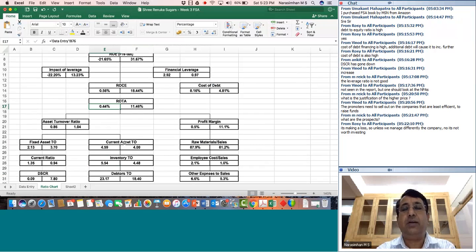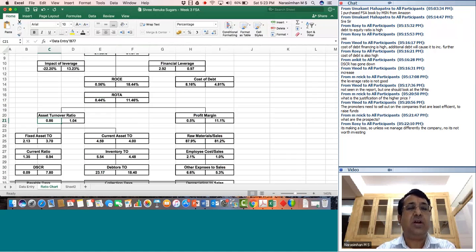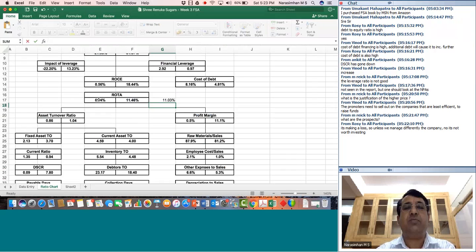Right? So less than 1% is what they have as return on total asset. So what's the reason? To some extent, it is because of the asset turnover ratio. It declined from 1.04 to 0.86, and profit margin declined from 11.1% to 0.5%. Actually, we can assess the difference: 11.46 to 0.44, that's 11%.